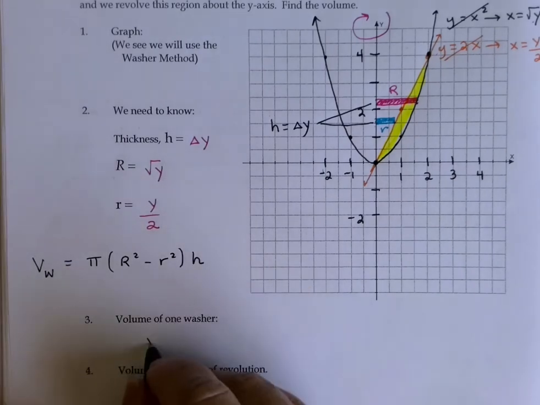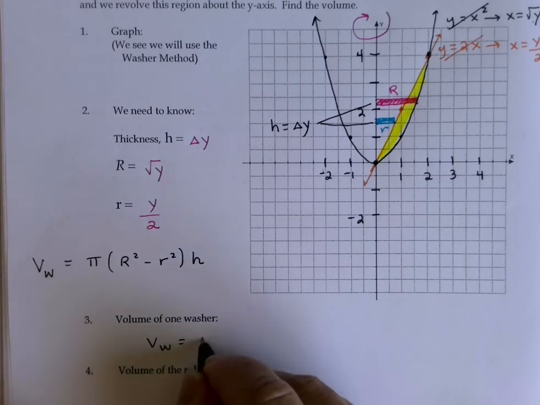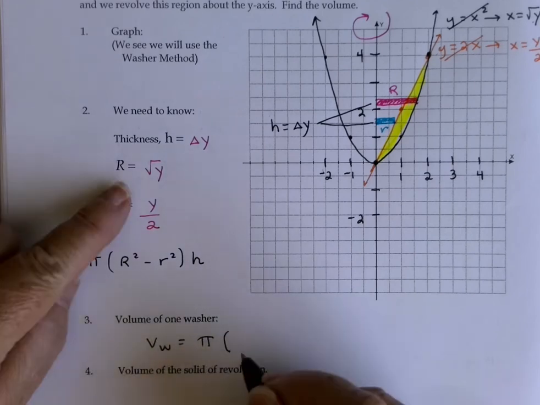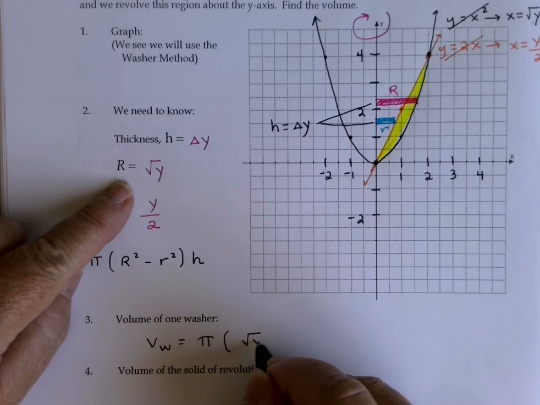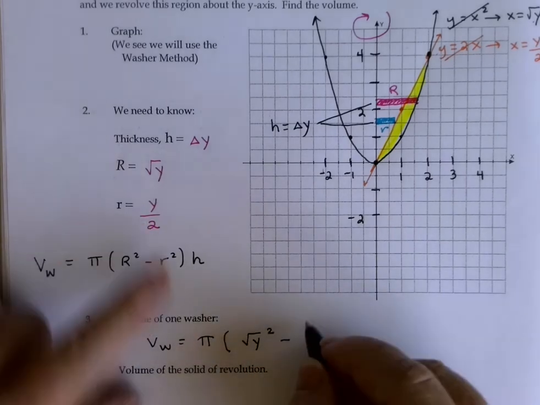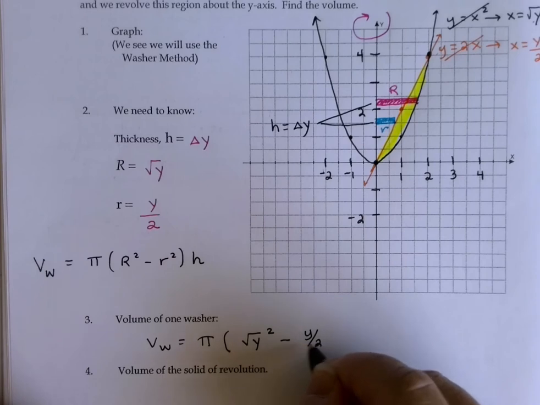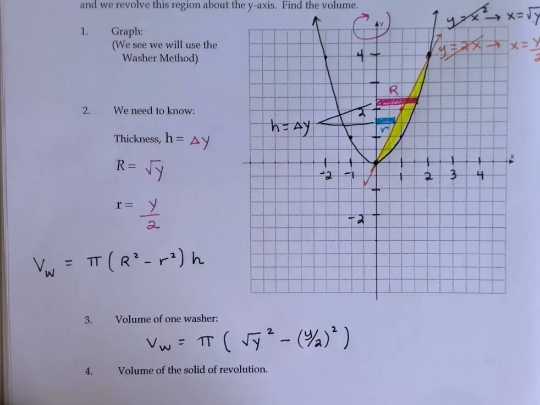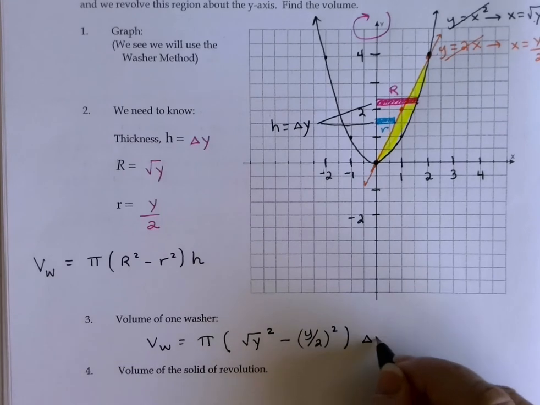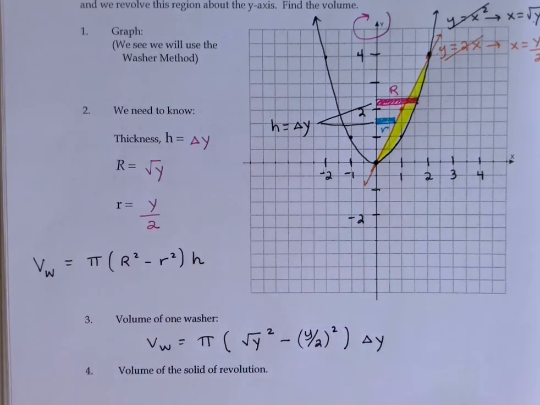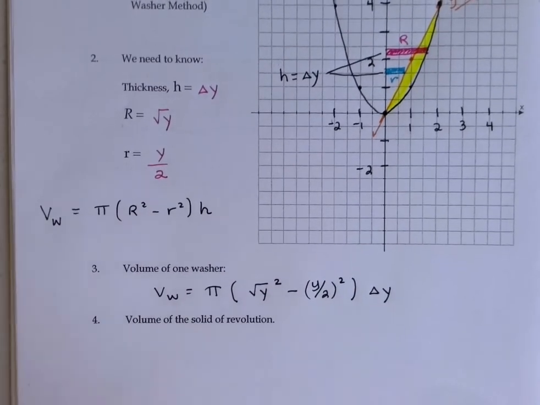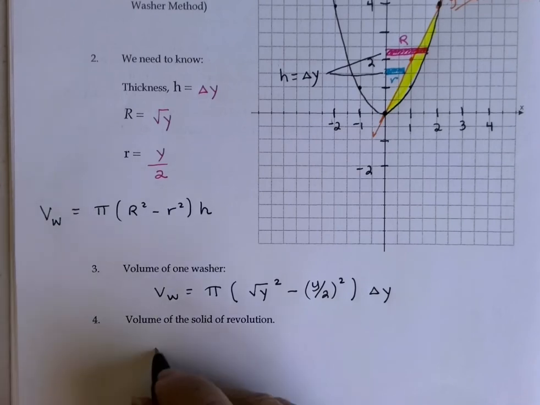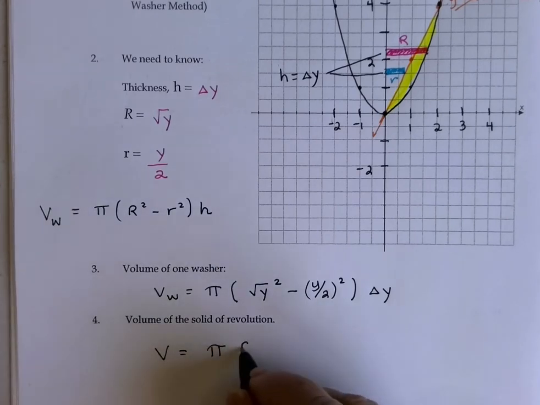So for this particular situation, the volume of one washer would be pi times capital R, which is square root y. We square that. Minus little r, which is y over 2. Square that. Times h, which is our delta y. To get the volume of the entire solid then, we want to integrate this, and like I've often done, we'll pull the pi out of the integral.